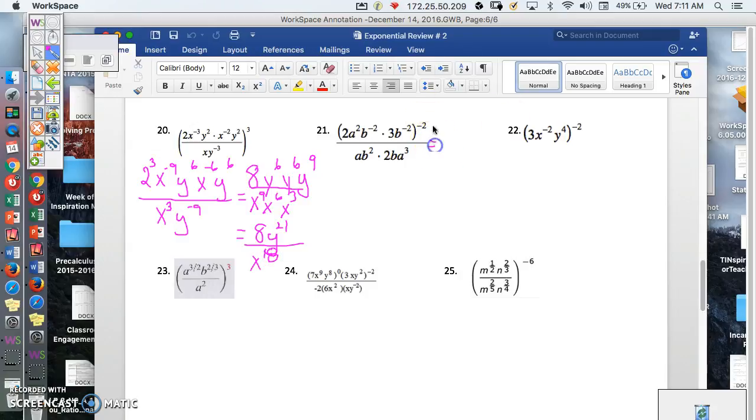So this next one here, if we distribute that 2 first, negative 2, 2 to the negative 2, a to the negative 4, b to the 4th, 3 to the negative 2, b to the 4th, over, well, the bottom, there aren't anything, so we could combine here. We have 2a to the 4th, b cubed. And let's see, flip, 2 squared would go on the bottom. A to the 4th, b to the 4th stays. 3 squared.